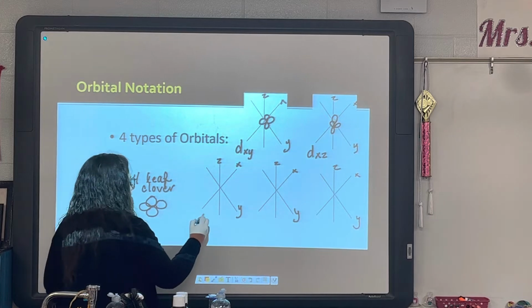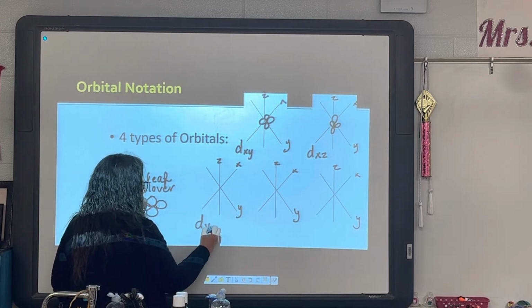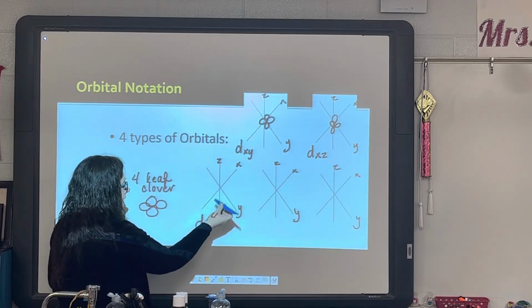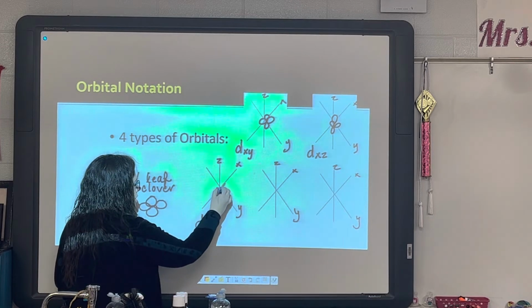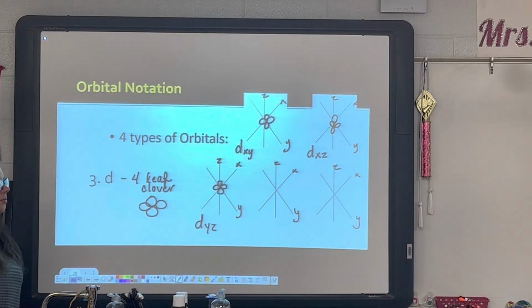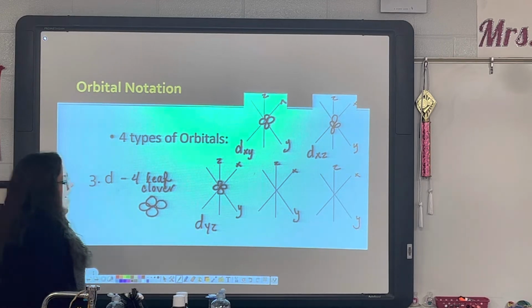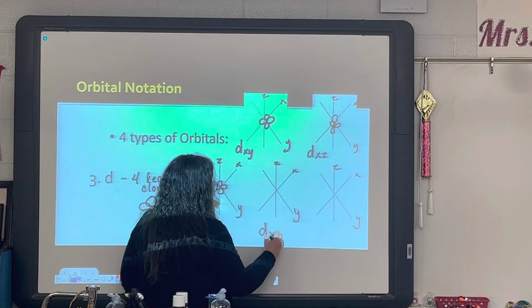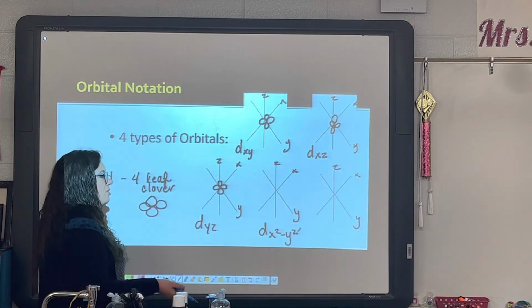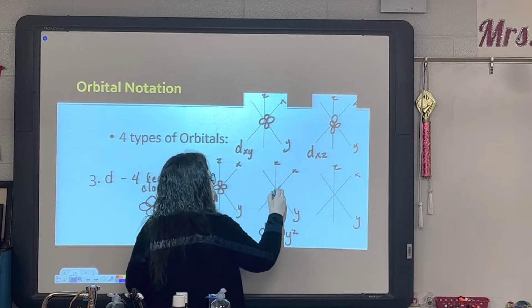Then I have my dyz. So this time it's going between my y and z axis. So one here, one here, one here, one here. So they're just basically rotating around the axis is what it's doing. Now the next one is the dx squared minus y squared. So this time it actually goes on the x and y axis. So you have one along the x and one along the y.